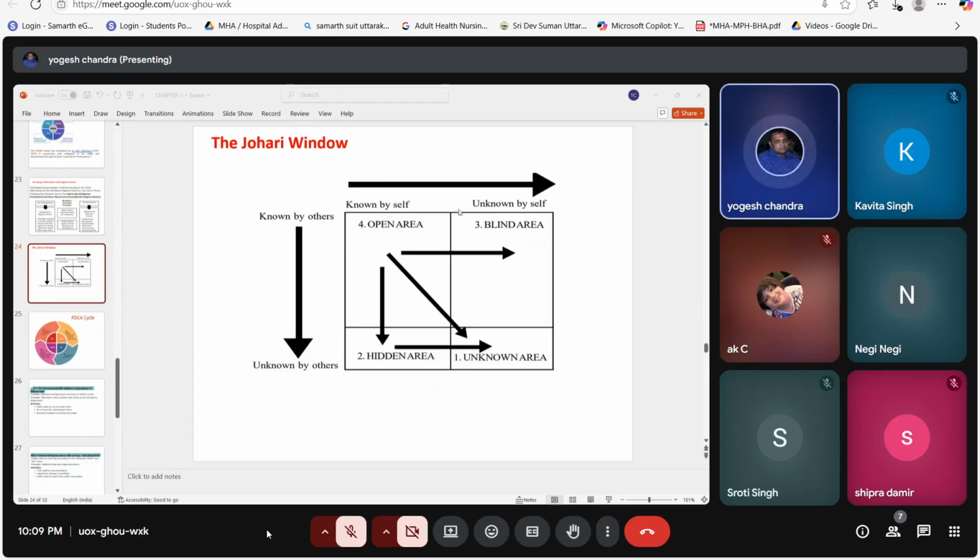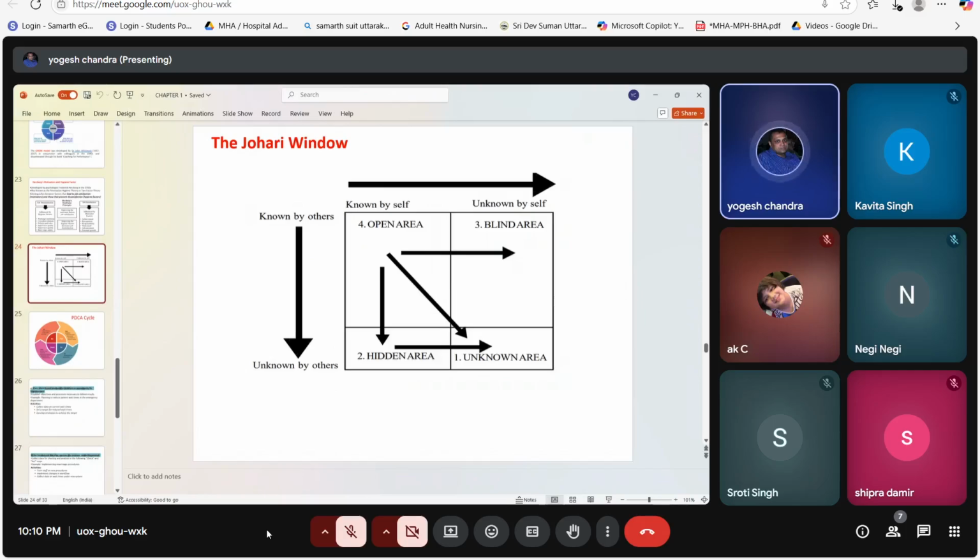So as a leader, you have to understand all these kinds of things in your organization, and people are of this kind. One more area that I have told you, that is the hidden area.